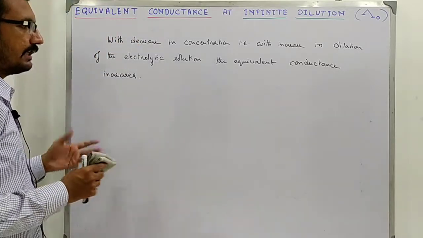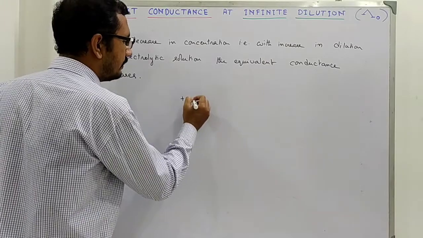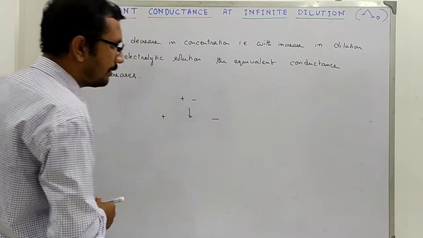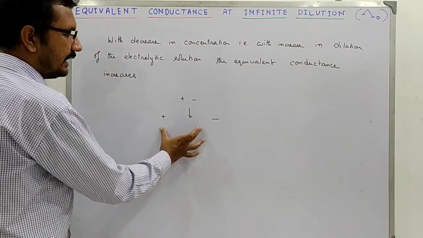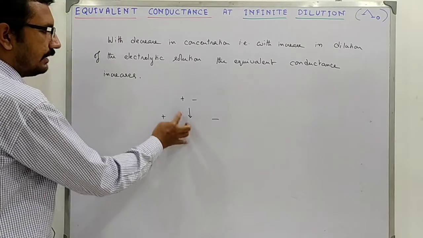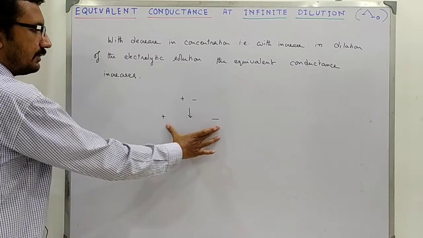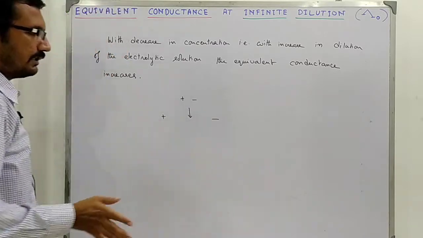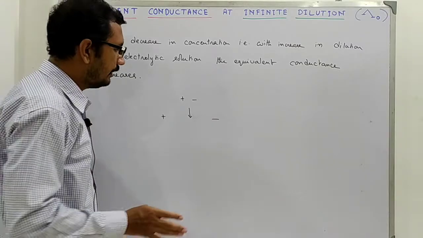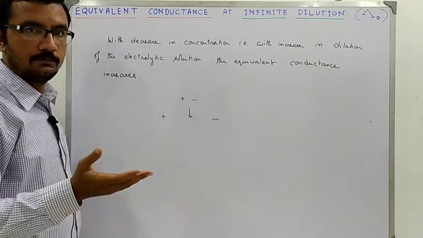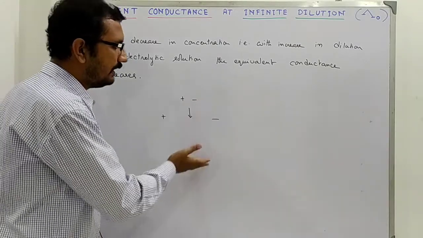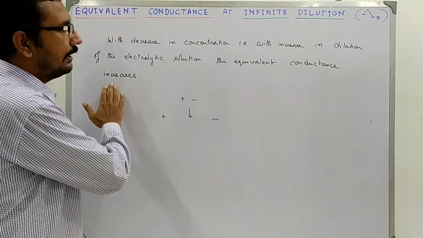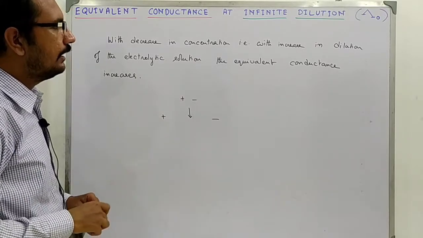Now with dilution, what was happening? The oppositely charged ions, that is the cations and anions, were getting apart from each other. So as per the Coulombic electrostatic force of attraction, with increase in distance between the oppositely charged ions, the force of attraction was decreasing. So what was happening? They were moving faster. So due to increase in the ionic mobility, keeping the number of ions constant, equivalent conductance was increasing. So that is the reason.